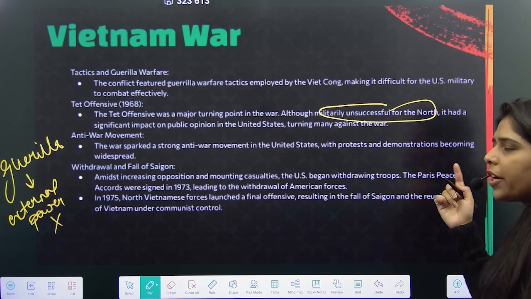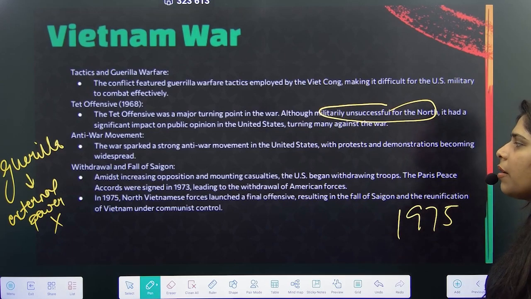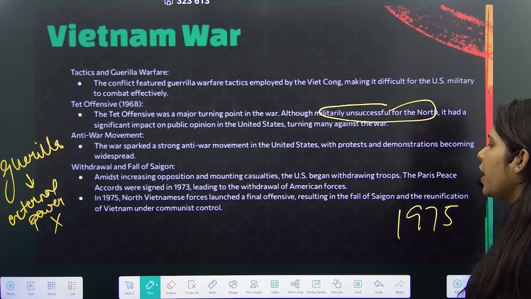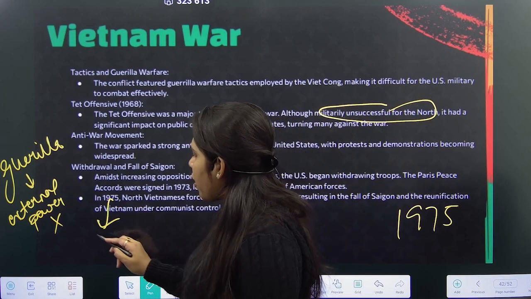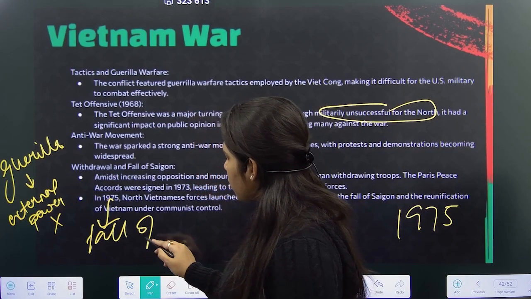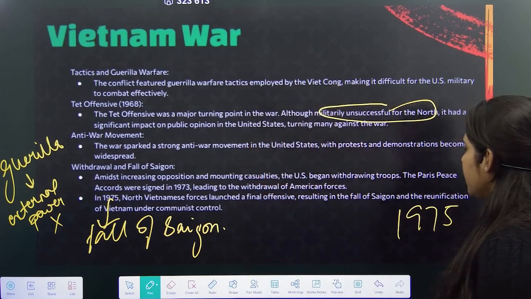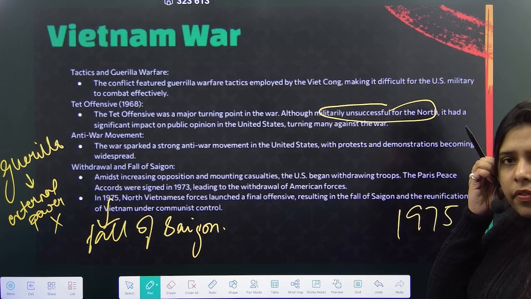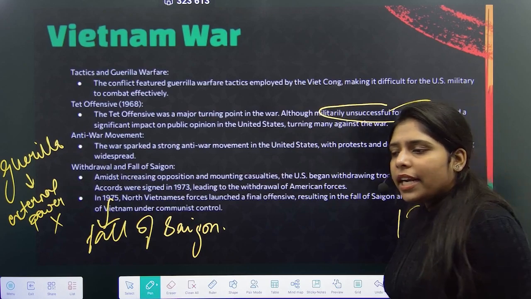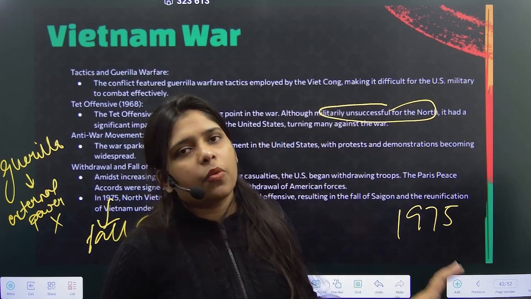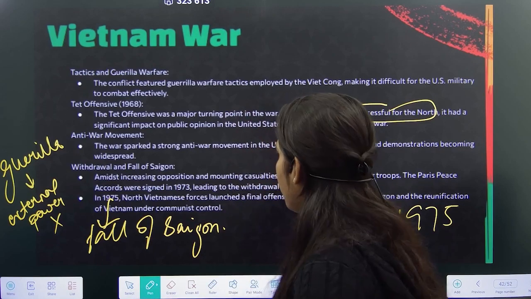But the war did not end over here. In 1975, North Vietnam went into South Vietnam, it attacked the region, and this resulted in the fall of Saigon in 1975. Now Vietnam was reunified under communist control. So that was the situation during the Vietnam War. All right, I hope that makes sense. I hope that's clear. Vietnam War.